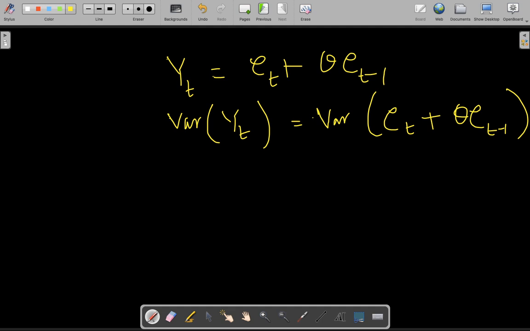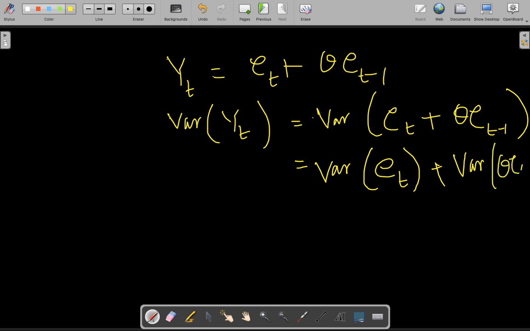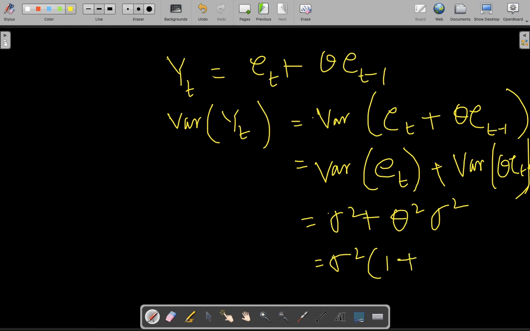Now the right-hand side you can simply sum up. Why can you sum it up? Because the covariance for these terms is 0: by the definition of white noise, IID, et and et minus 1 are uncorrelated, so we should not bother about the covariance term. All the error terms are IID, so I have sigma square, and theta comes out as theta square, so I have sigma square into 1 plus theta square. That is my variance structure for the moving average order 1 process.